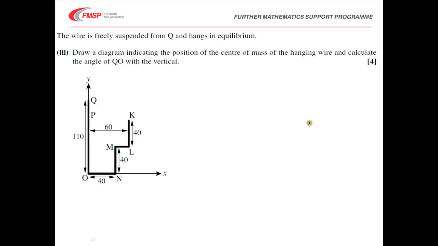The question then produces a hanging section, so the wire is freely suspended from Q and hangs in equilibrium. So we need to draw a diagram indicating the position of the centre of mass of the hanging wire and calculate the angle of QO with the vertical.